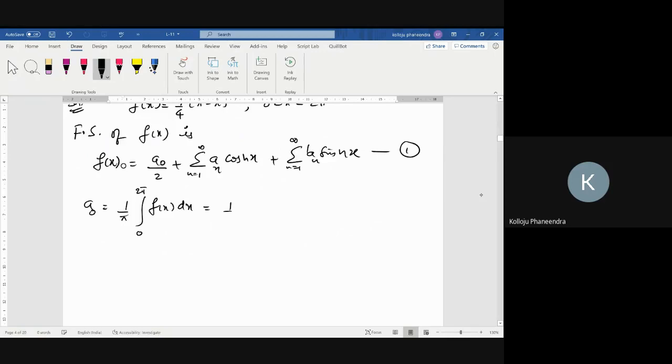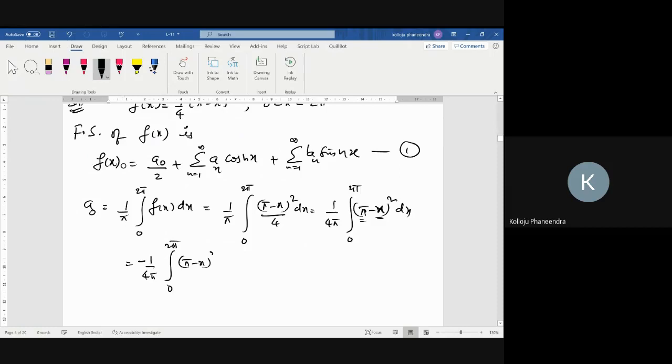Let me evaluate this. 1 by pi, integral 0 to 2 pi of pi minus x whole square by 4 dx. So 1 by 4 pi, integral 0 to 2 pi, pi minus x whole square dx. What is its integration? Pi derivative 0, minus x derivative minus 1 must be there, so multiply and divide by minus 1. I will get pi minus x whole square into minus 1 dx. So minus 1 by 4 pi.